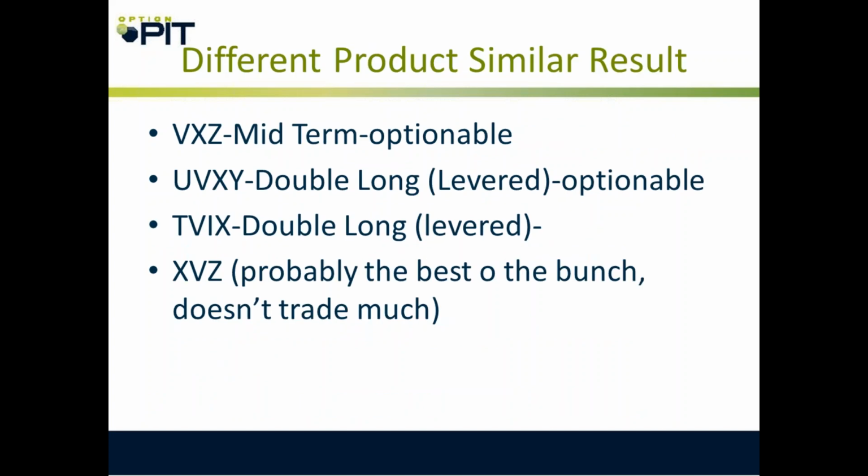Now here's some other ones. You've got VXZ. It is the midterm, and it has options. VXX has options. UVXY is the double long, and it's levered daily, and it's optionable, and it is a disaster. You've got TVIX, which is the double long levered. It's a mess. And XVZ is probably the best of the bunch, but it doesn't trade very much and doesn't have options.